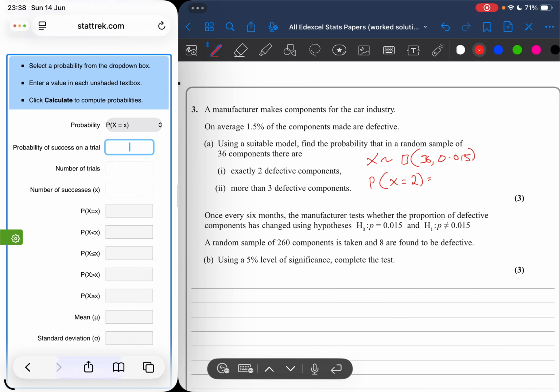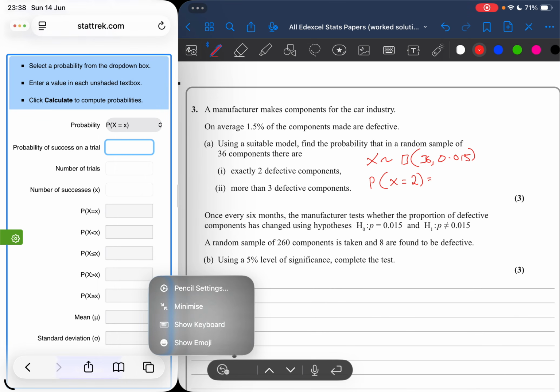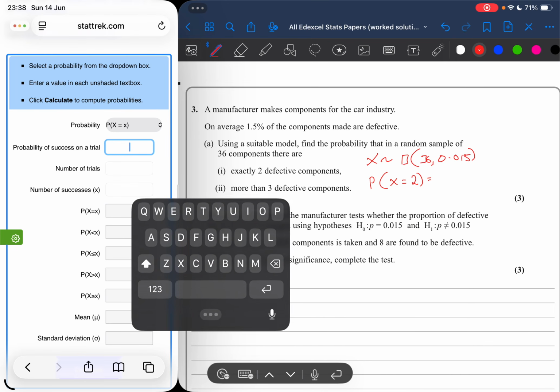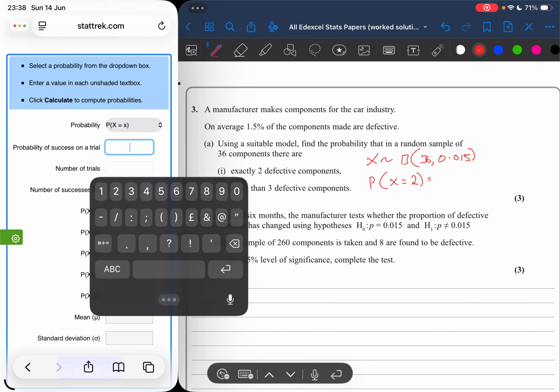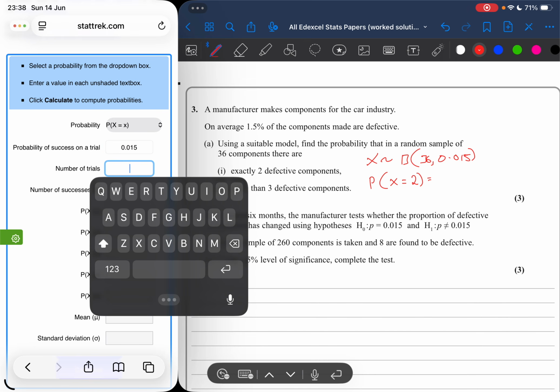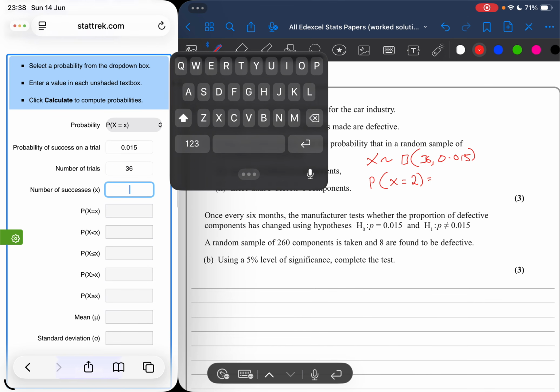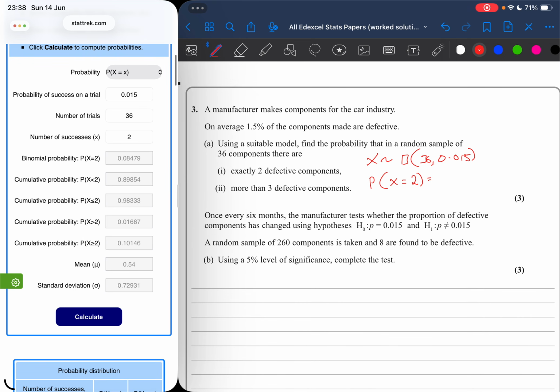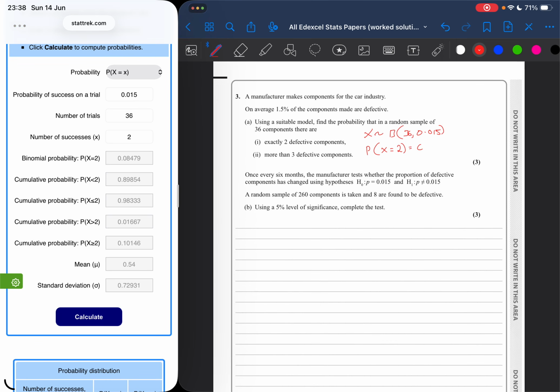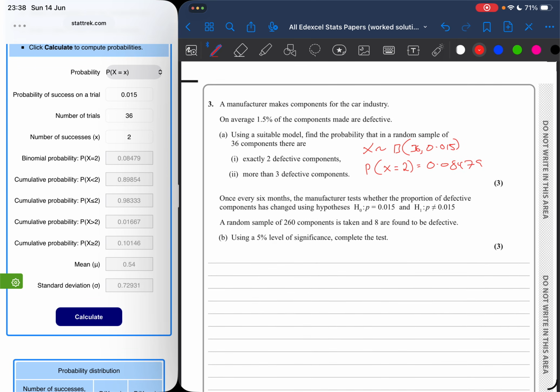Got our calculator on the left here. Let's whack in some values. Probability of success, 0.015. Number of trials, 36. Number of successes is going to be 2. Calculate. We want the exact one, don't we here? Yes, we do. Top row then. 0.08479. Lovely.